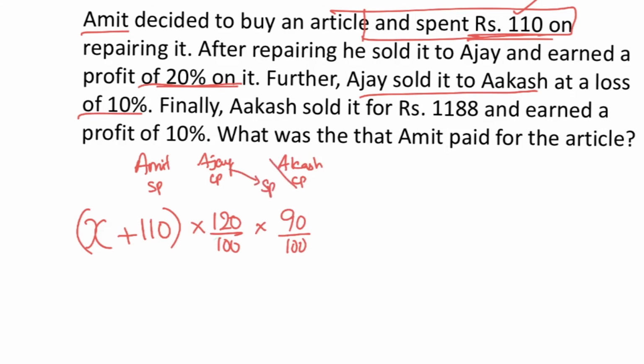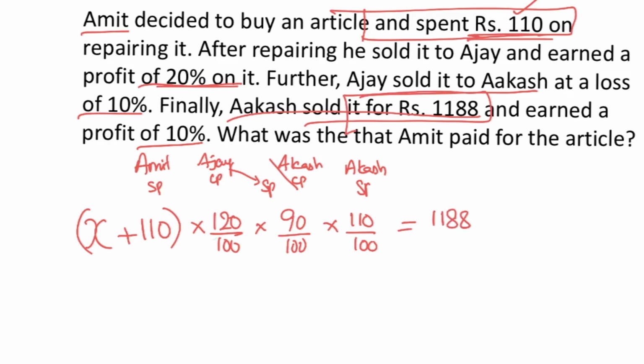Now it is Akash's cost price and Ajay's selling price. And what did Akash do? Akash sold at 1188 and earned a profit of 10%. So now it is Akash's selling price, which is 1188 rupees. Initially it was Amit's cost price. Applying profit, it is Amit's selling price, Ajay's selling price, Akash's selling price.